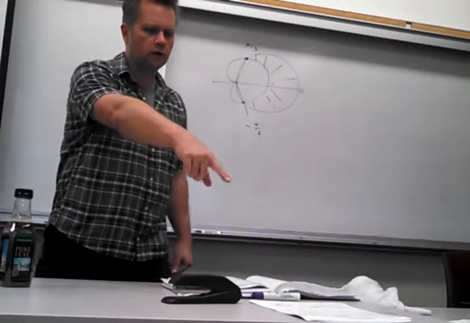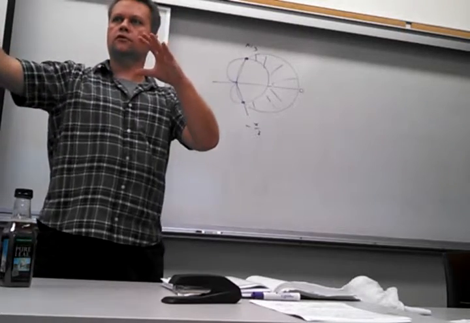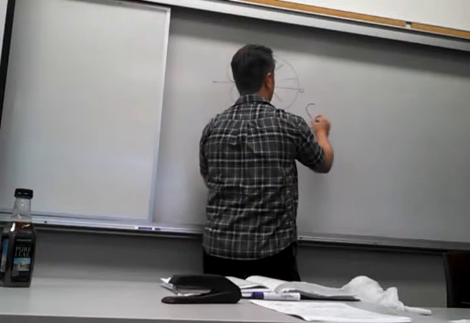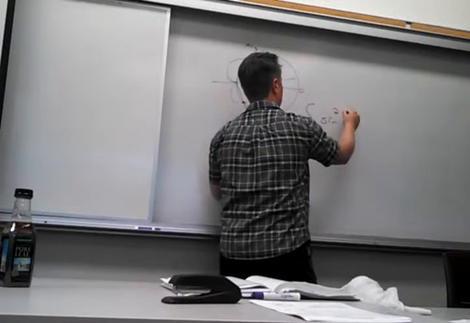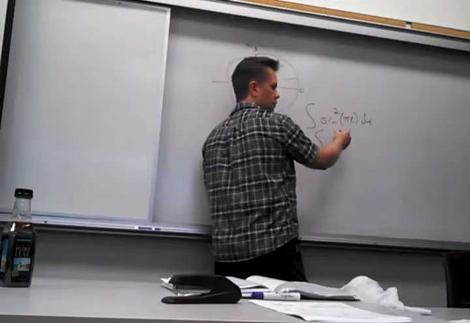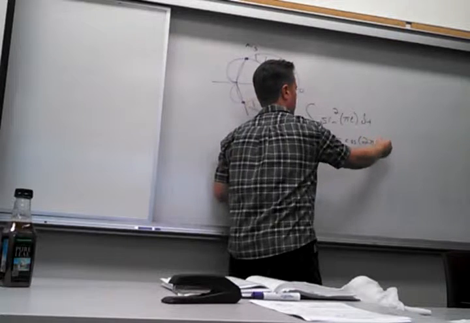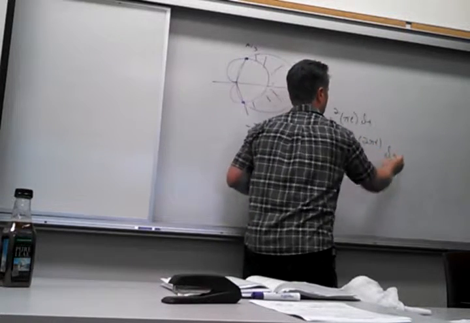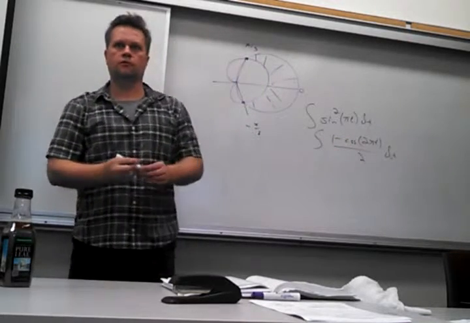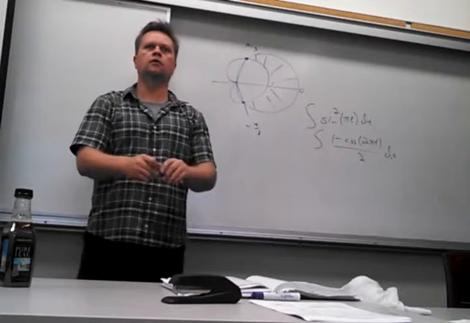I'm sorry, it was 1 minus. The cosine squared is 1 plus cosine of twice theta. You guys remember that? If I had the integral of sine squared of something, you replace it with 1 minus cosine of twice the angle, divided by 2. So if it was cosine squared, it would be a plus there. Cosine says, I get the plus. You get the minus sign.